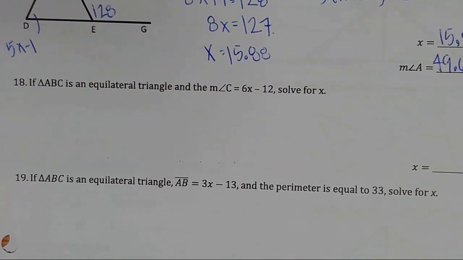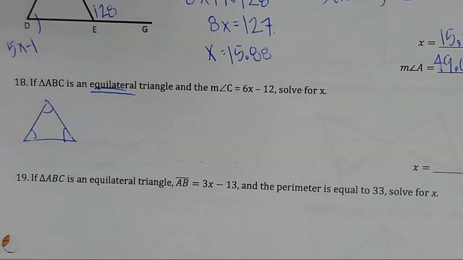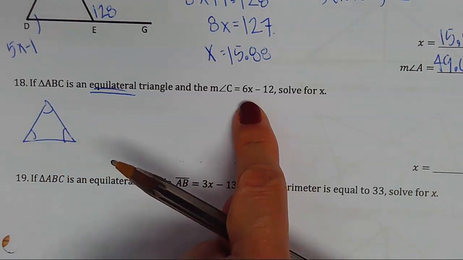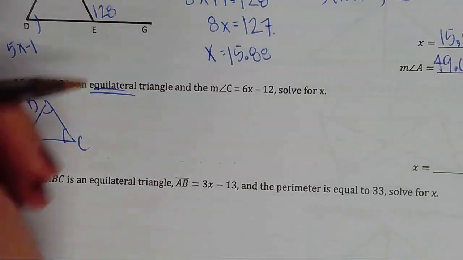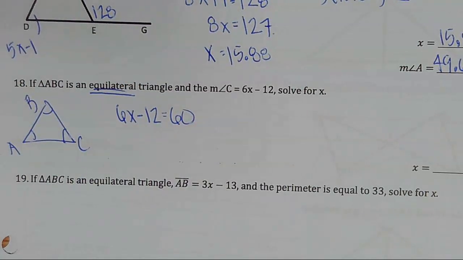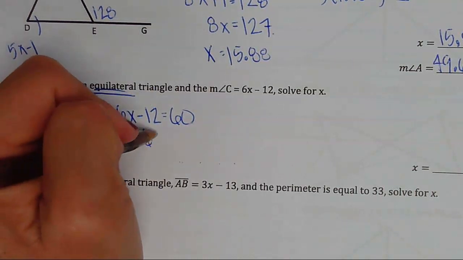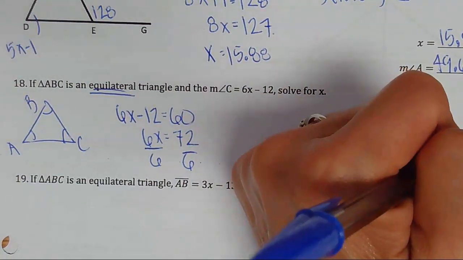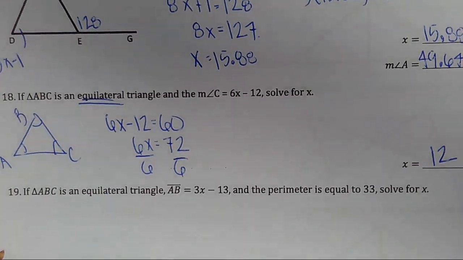Next up, ABC is an equilateral triangle, so that means all of these angles are going to be the same. They're all equal to 60 degrees. The measure for angle C, so A, B, C, is equal to 6x minus 12. So we're going to do 6x minus 12 equals 60, because each angle is equal to 60. And then they want me to solve for x. So I'm going to have 6x equals 72, divide by 6, and get x equals 12. Guess maybe I'll zoom out here a little bit.